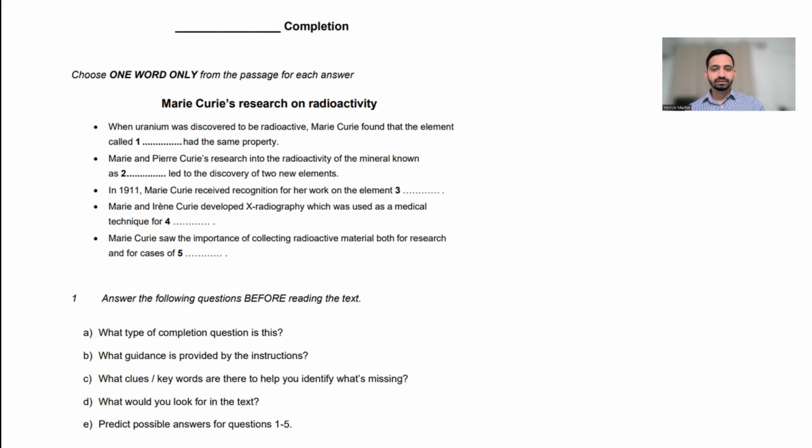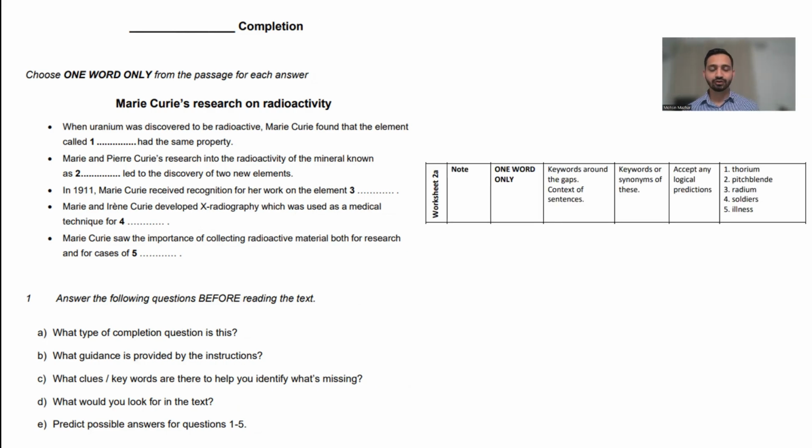Okay. All right, let's look at the answers. I hope you had a chance to look at the article, find the answers on your own, and did this activity successfully. Let's look at some of the questions here. What type of completion question is this? This is a note completion. You can see bullet points. It's not a summary. It's note completion.